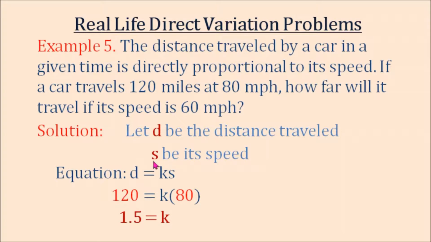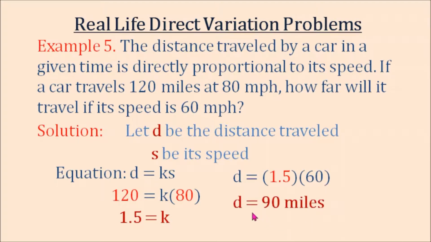So using our original equation, k here is 1.5. We are going to find the distance if the speed is 60 miles per hour. So d equals k, which is 1.5, and our speed s is 60. So that means 1.5 times 60, and the answer is 90. So that means the car travels 90 miles if its speed is 60 miles per hour.